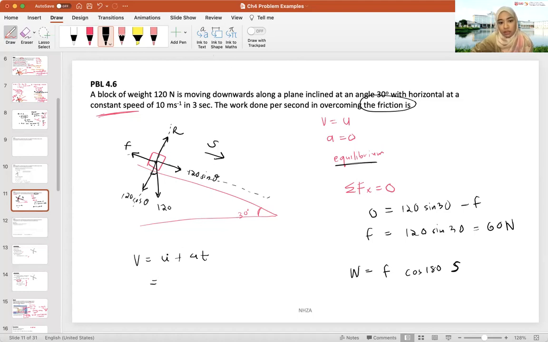So V is the same, U is the same. V minus U is 0. A is 0. So this doesn't solve our question. We want to know what is S.